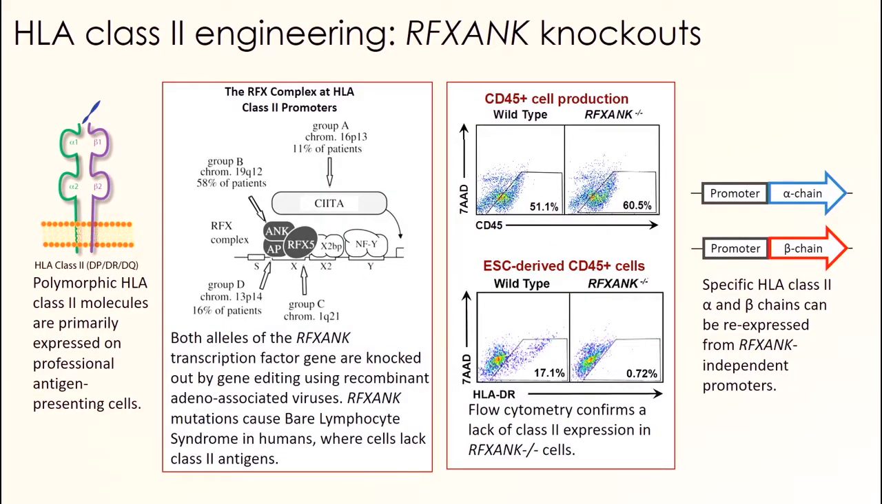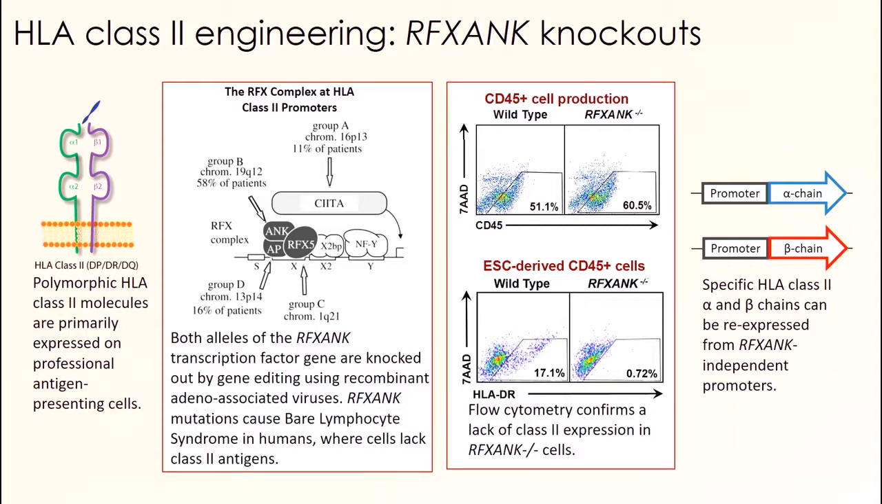Okay, what about class 2? A few minutes on class 2. It's expressed mainly on antigen-presenting cells like dendritic cells, B cells, and macrophages, but it may also be expressed on a lot of other cell types in the presence of inflammation. And there's a lot of data to suggest that it may be important there too. So we think we need to get rid of class 2.